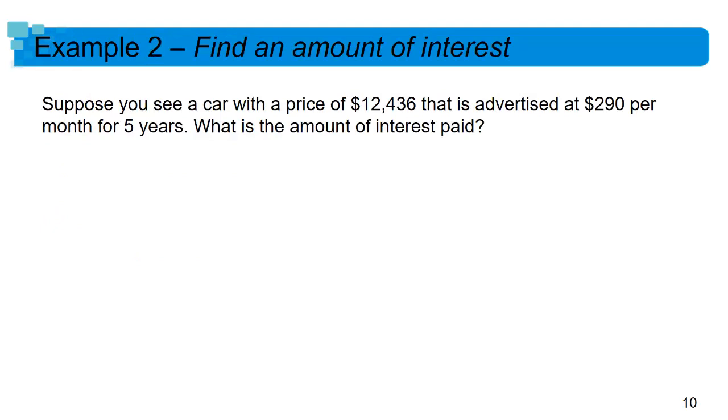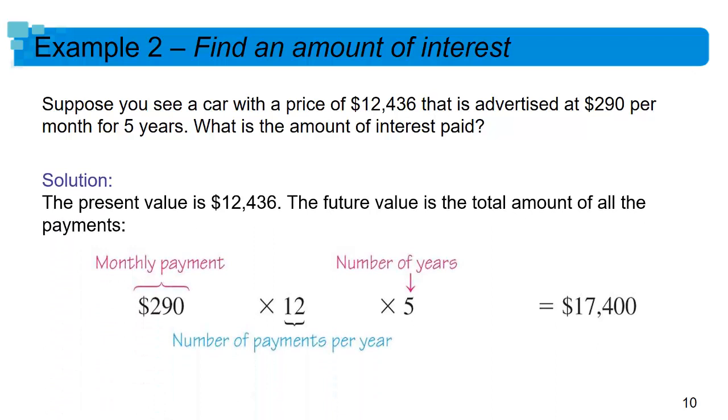So here's another simple example. There's a car that's selling for $12,436. It's advertised at $290 per month for 5 years. You could figure out, well, how much interest are you paying on that loan, right? Very simply, you just go, well, 290 times the number of payments, which is times 12, because you're paying per month, times 5, so there's 60 total payments, and 290 times 60 is 17,400. That's how much money you're actually going to pay for that car.